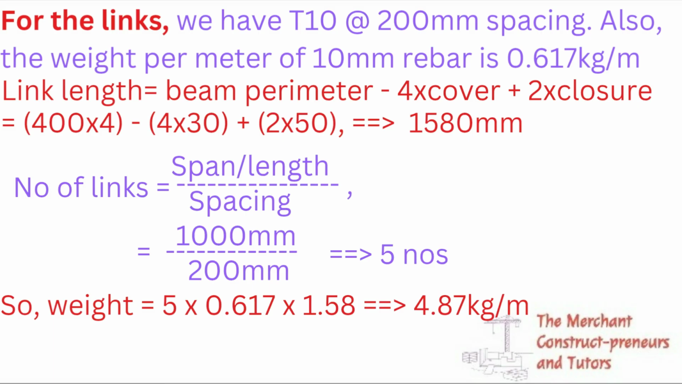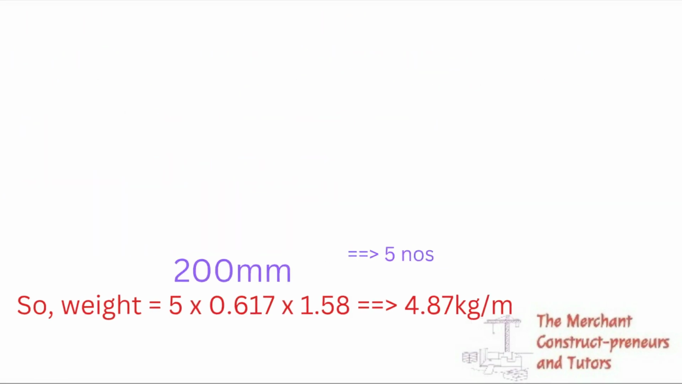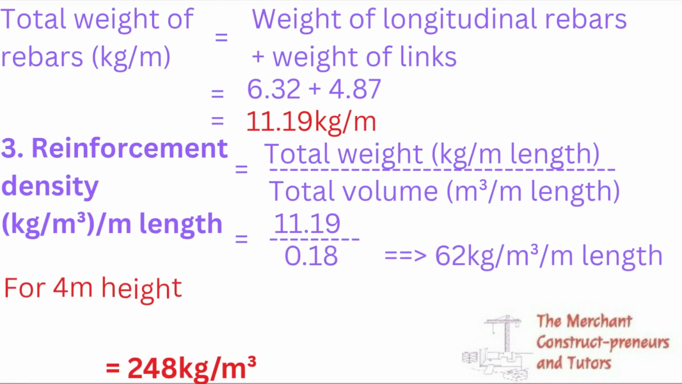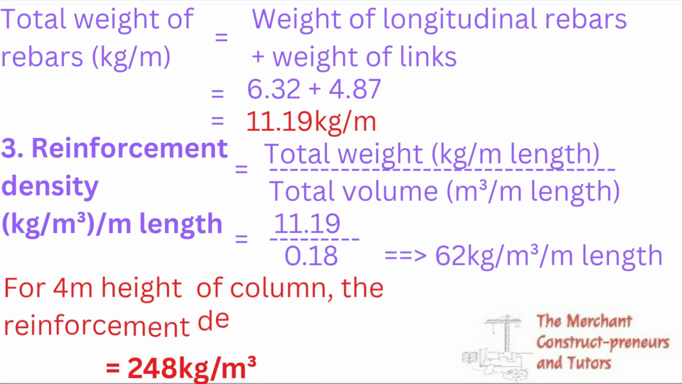I hope this is clear. For the link, especially, we need to get the length of the link after getting your number of rebars and getting the weight per meter of the reinforcement. So total weight will now be weight of longitudinal rebars plus weight of links. When you add them up together, you have 11.19 kilogram per meter.